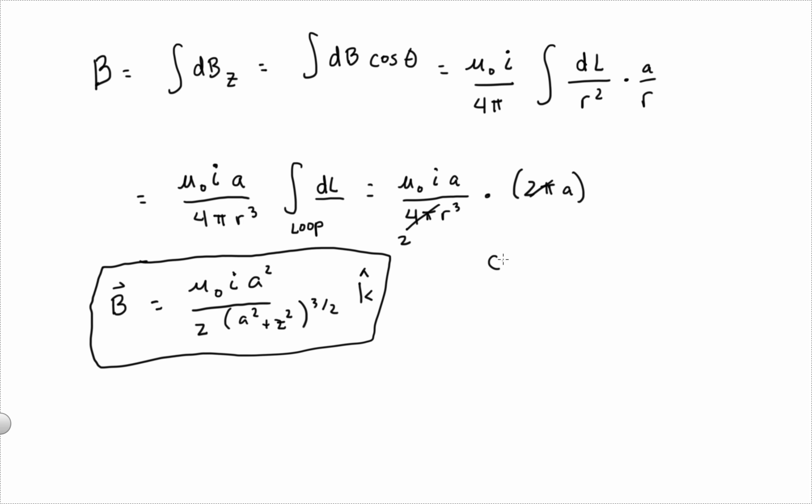And we can also check. Let's check and make sure at z equals 0. What do we get? Well, at z equals 0, all these terms stay the same, a 2, and now we have a squared to the 3/2. The z disappears. And so that's going to leave us an a cubed. And that reduces to mu naught I over 2a, which is the magnitude of the magnetic field that you get when you're dealing with just the central point of the ring. So that checks out.